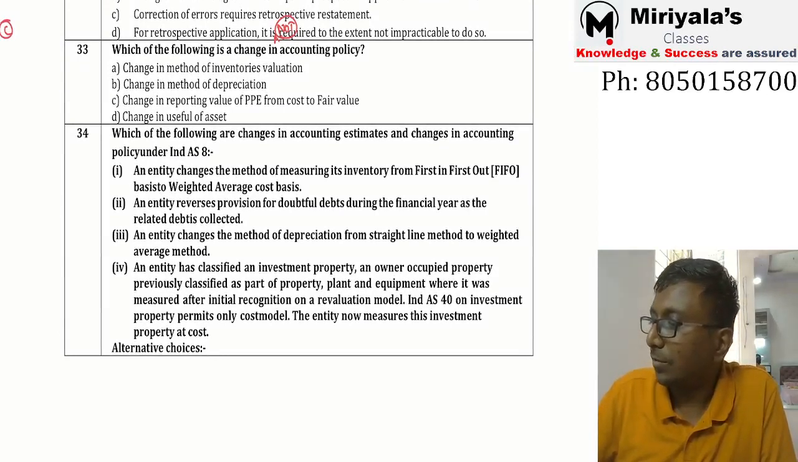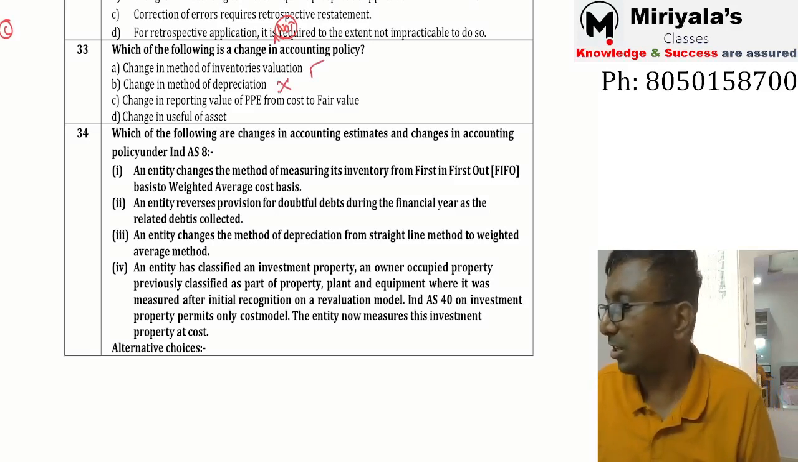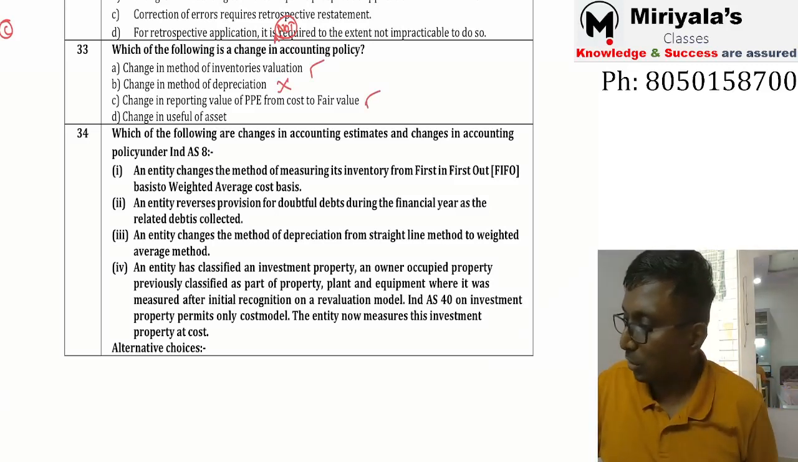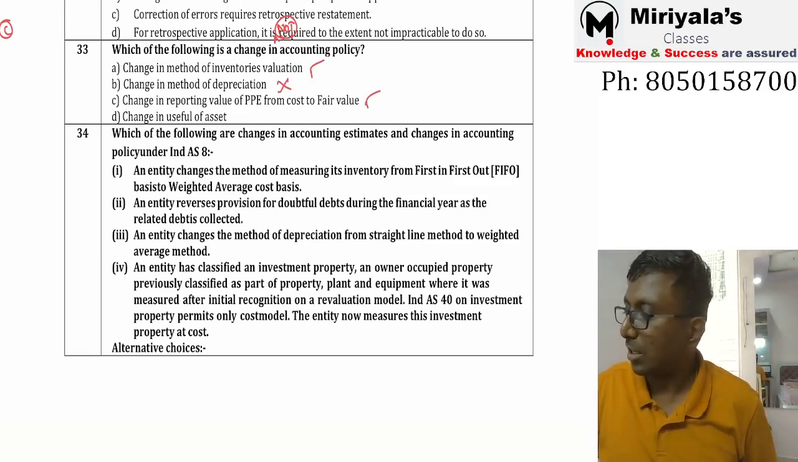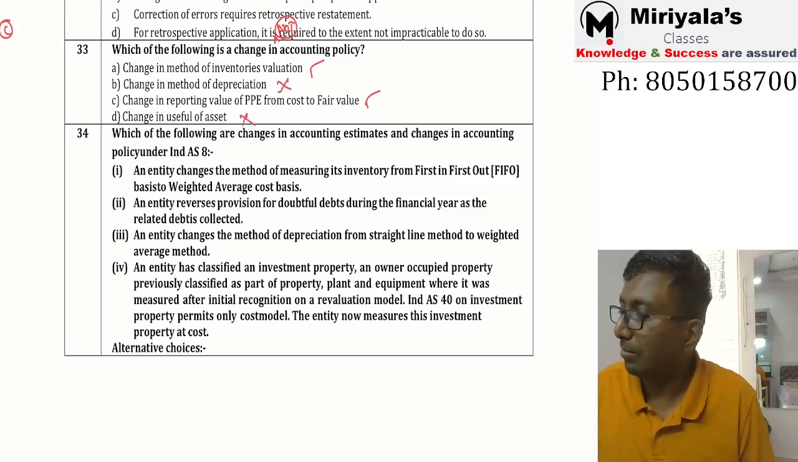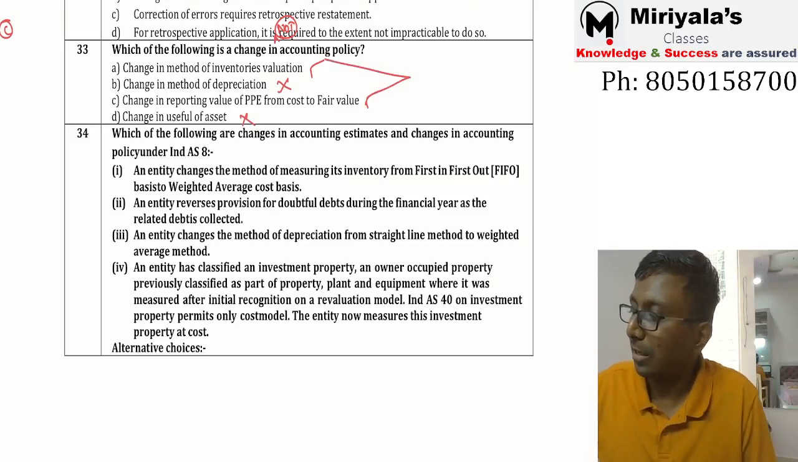Next, which of the following is a change in accounting policy? Tell me, my dear. Method of inventory valuation. Yes, it is a policy change. Method of depreciation, no. Change in the reporting value of PPE from cost to fair value is also a change in accounting policy. Change in the useful life of the asset, no. Actually, they should have given either B or C. These both are correct, my dear. A answer also correct, C answer also correct.